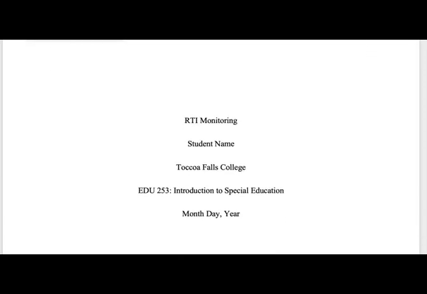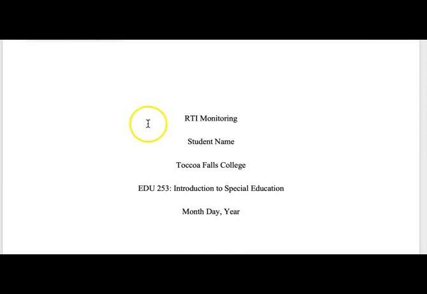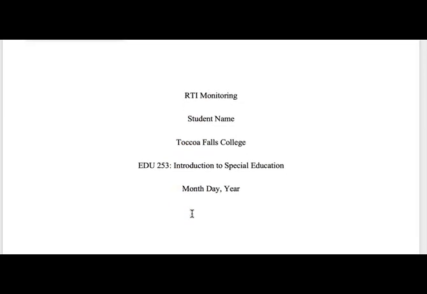So you'll see here your title page. Please do me a favor and make sure you replace student name with your name. You would not believe how many times I've had students leave that blank. Additionally, please replace month, day, and year with the month, day, and year you're submitting it.